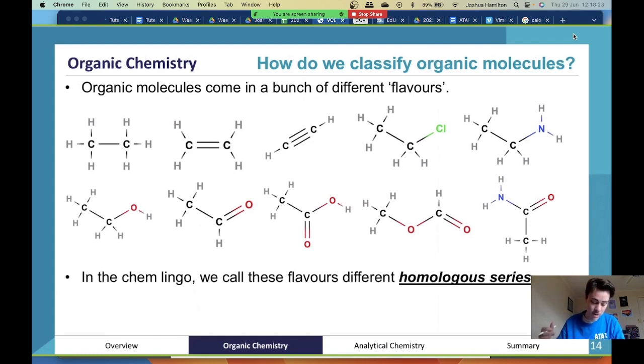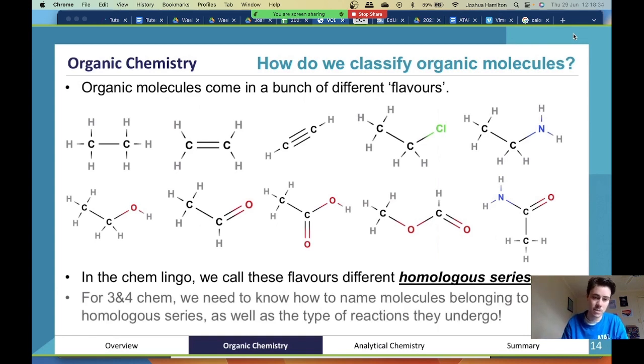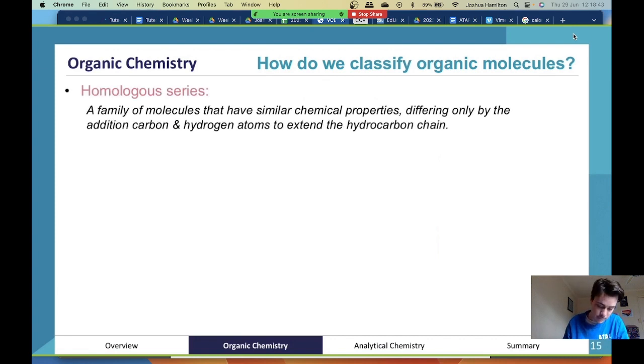So in chem lingo, we call all of these flavors different homologous series. So really important that you know what that refers to. A homologous series refers to the different molecules within one subsection. So for 3-4 chem, we need to know how to name molecules belonging to these homologous series, as well as the types of reactions they undergo. So a homologous series, this is the definition, a family of molecules that have similar chemical properties, differing only by the additional carbon and hydrogen atoms to extend the hydrocarbon chain.